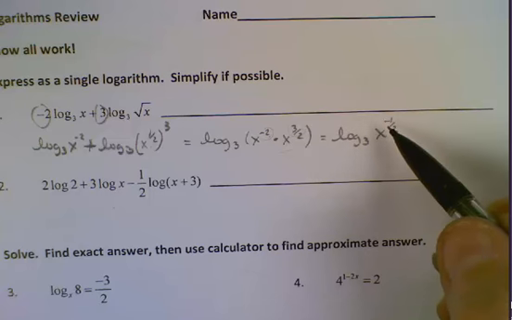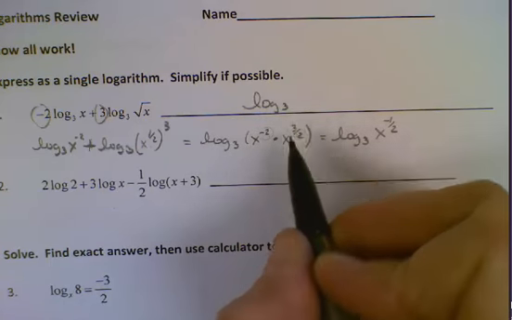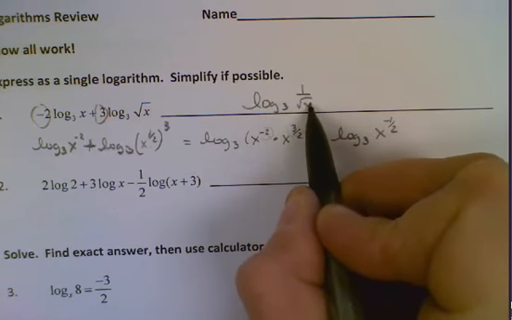And I should simplify that. That negative means it should be in the denominator. The 1/2 means I'm taking the square root. So my final answer is log base 3 of 1 over the square root of x.